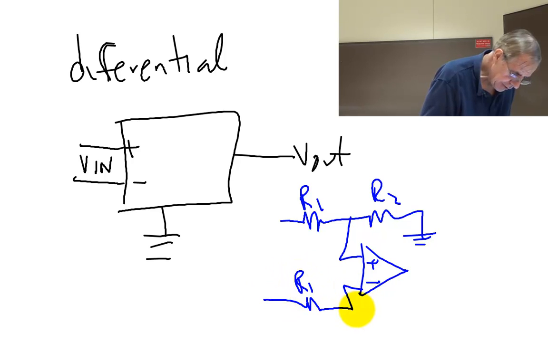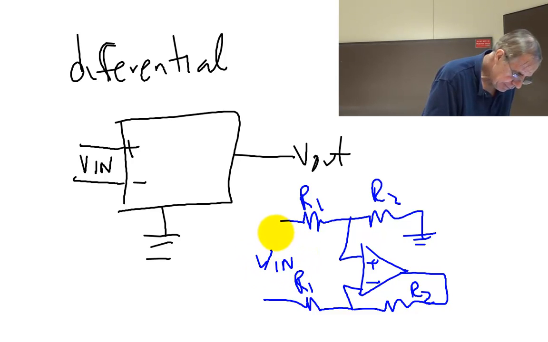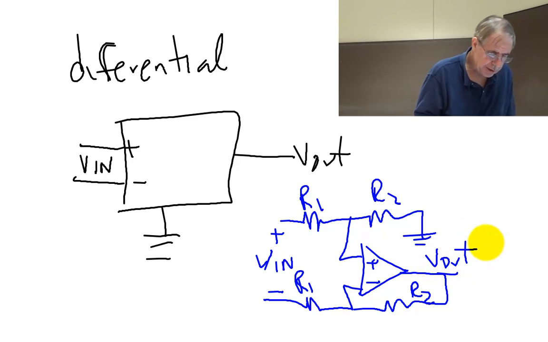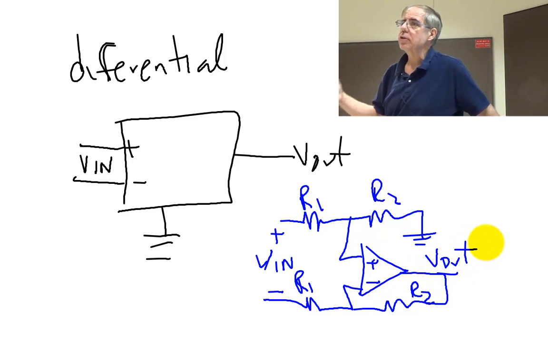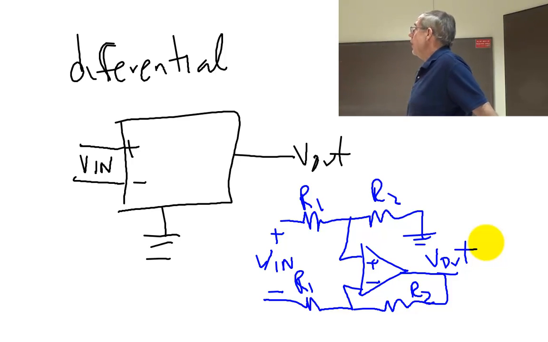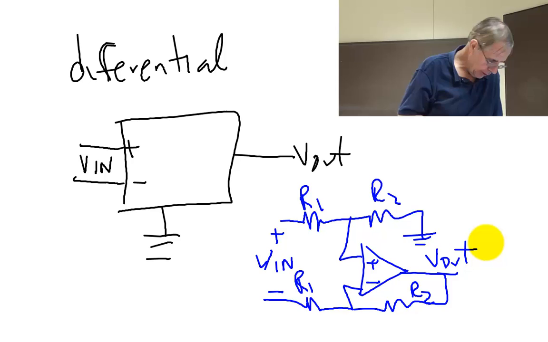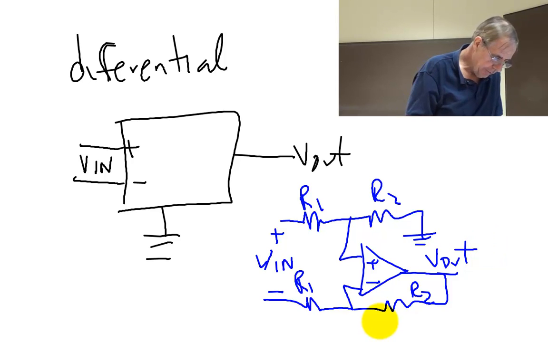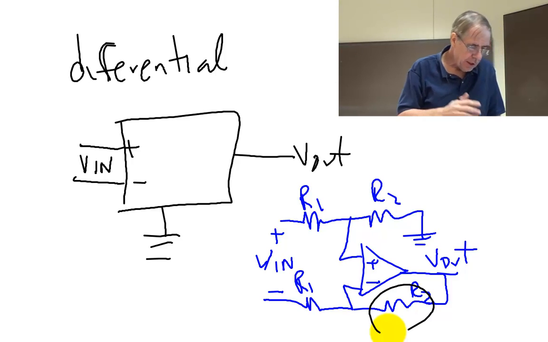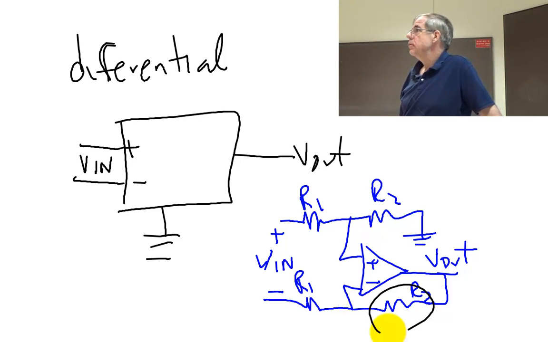And it turns out I'm going to use the same R1 and R2. And this is my input now. And there's my output. If I were to build this, let's go through the rules. Rule number 1, is there negative feedback? Yeah, you see it right there. Rule number 1. There's negative feedback. That's this guy.